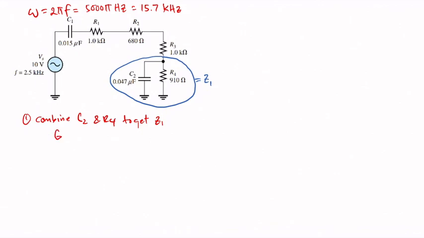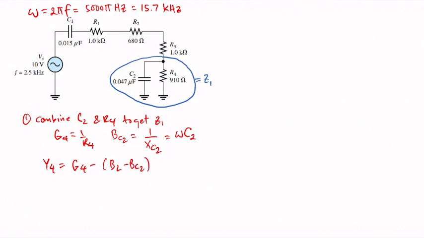So the conductance G4 is just the reciprocal, 1 over R4, and the capacitive susceptance BC2 is just the reciprocal of XC2, which is just omega C2. So now we can solve for Y4, which is equal to G4 plus BC2 j hat.